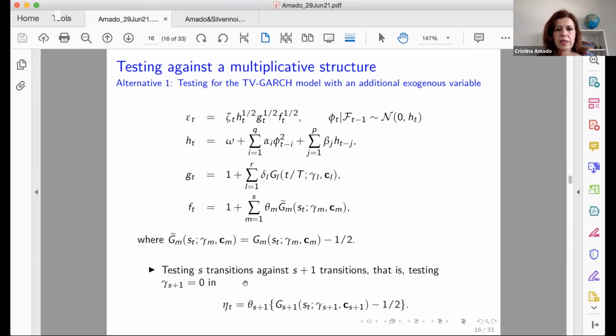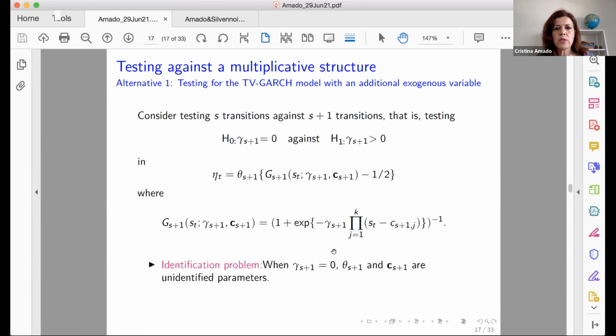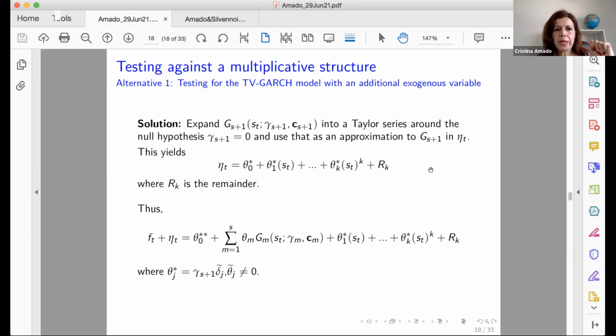We have to redefine, so make some sort of transformation in the logistic transition function. And this is the reparameterization that I have done in the logistic transition function. We do this using a Lagrange multiplier test, where you just estimate the restricted model. Of course, we have some identification problem, and this is sorted out by expanding the logistic transition function into a Taylor series approximation under the null hypothesis.